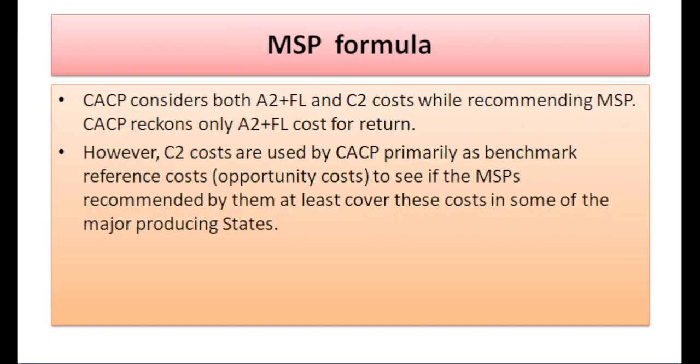And what is considered by the CACP when it determines the prices? It considers both the A2 plus FL formula and the comprehensive cost formula while recommending the MSP. But the government would be paying the MSP based only on the A2 plus FL formula, but the C2 formula will be taken into account to see the opportunity cost. What are all the lease costs that the farmers are losing? What is the interest on capital? And if they can cover this, at least for a few of these states. So both the formulas are considered while recommending the MSP, but the government would pay only based on the A2 plus FL formula currently. That's about this topic.